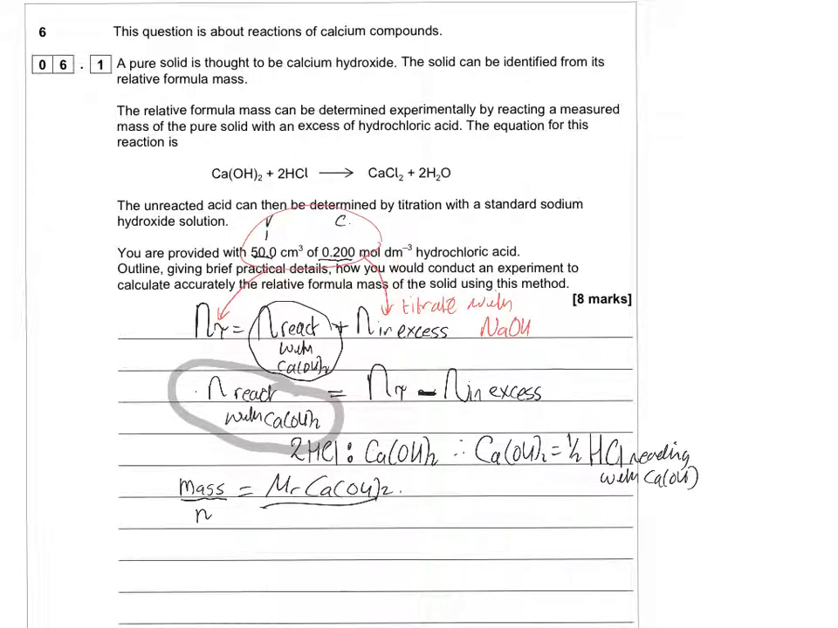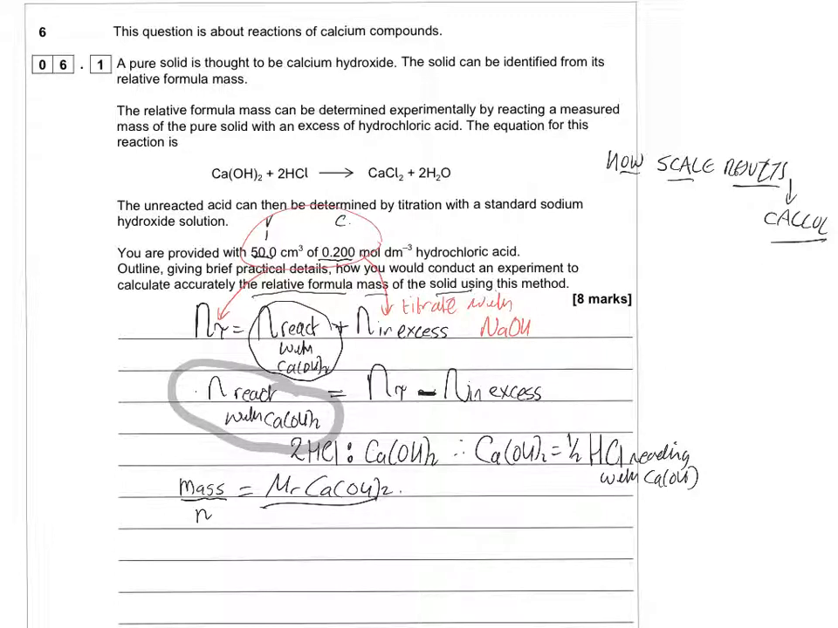So whenever you get a practical question, how are you going to do it? What scale are you going to use? And how will you lay out your results? And finally, how will you use these to calculate your answer? So what I've done here is we've outlined how immediately we can calculate the relative formula mass of the solid.